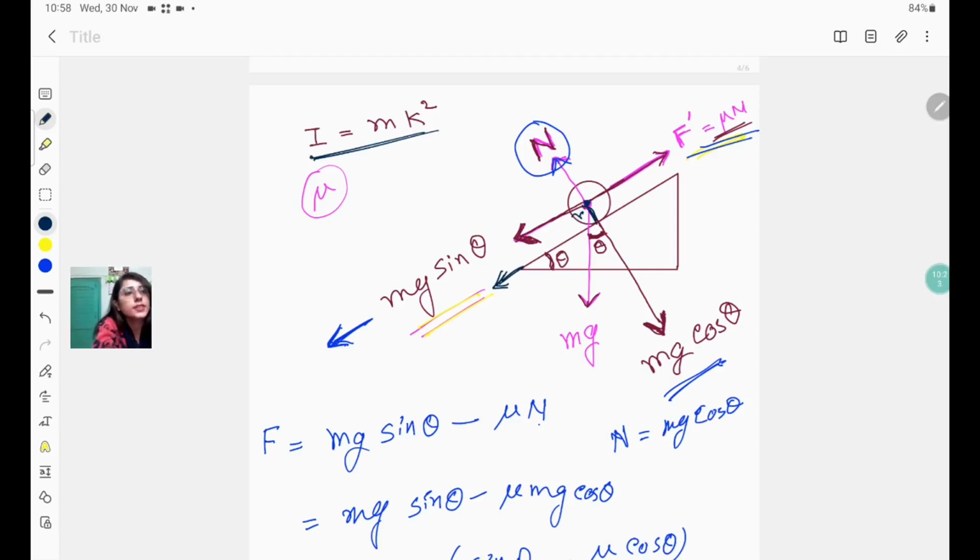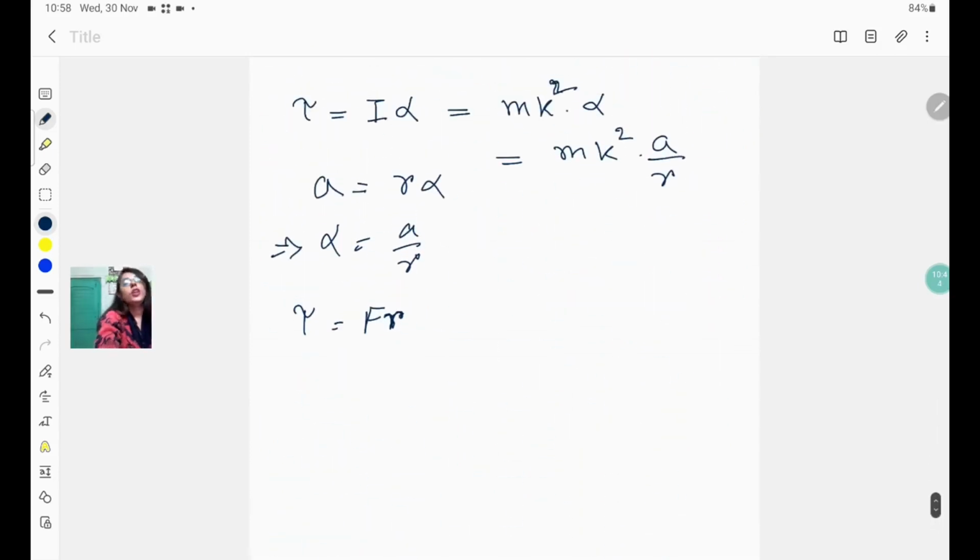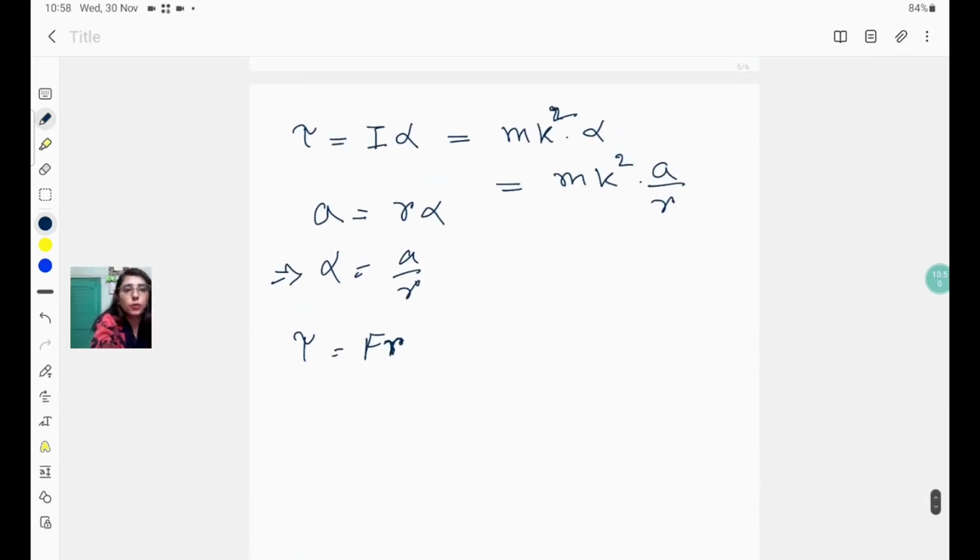So this distance r is the radius of this sphere, and the force is acting along the inclined plane. So from the center of the sphere the distance of the acting force will be r, small r. So F into small r will be the tau, that is torque. So we can just equate both, right?